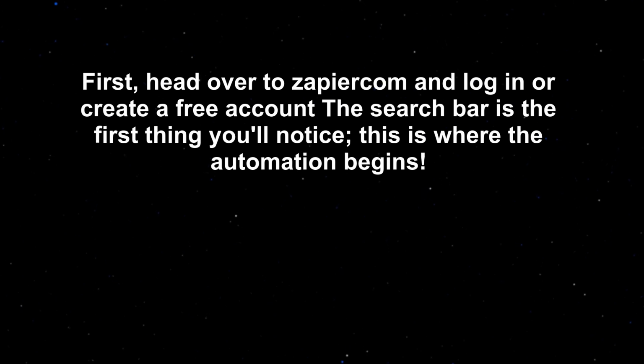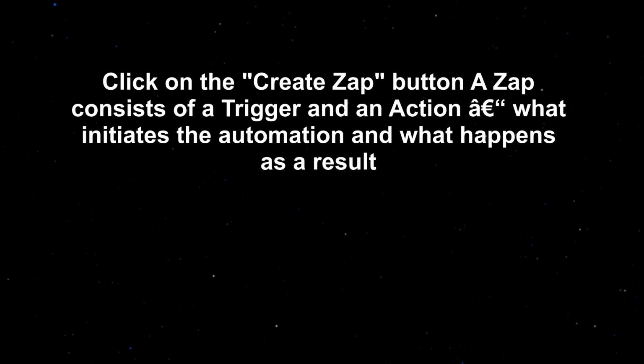The search bar is the first thing you'll notice. This is where the automation begins. Click on the Create Zap button. A zap consists of a trigger and an action, or what initiates the automation and what happens as a result.